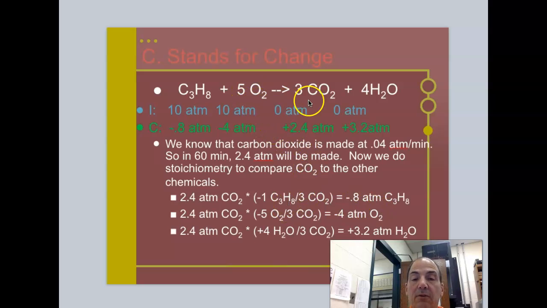What's the ratio between oxygen and carbon dioxide? 5/3. What's 5/3 of 2.4? Well, it's -4. And then what's the ratio between water vapor and carbon dioxide? That's 4/3. 4/3 of 2.4 is 3.2. So there's my change line all filled out. That's how much this is going down, that's how much this is going down, that's how much this is going up, that's how much this is going up.